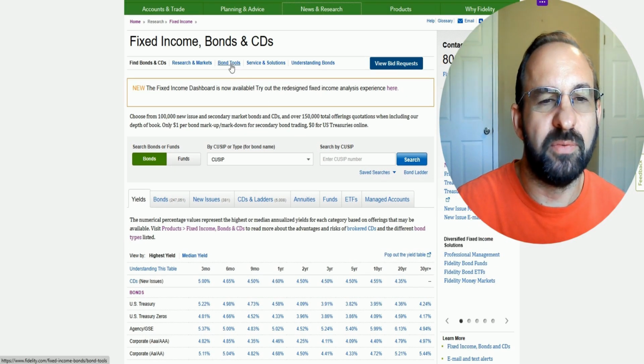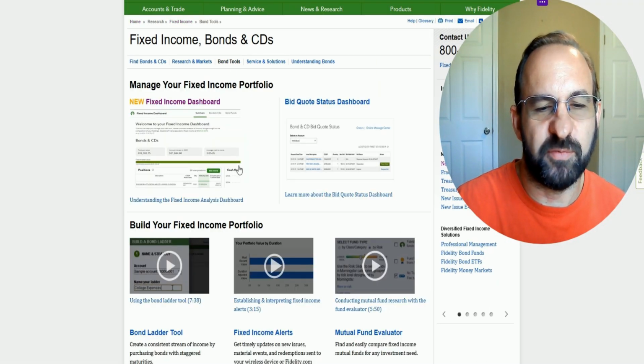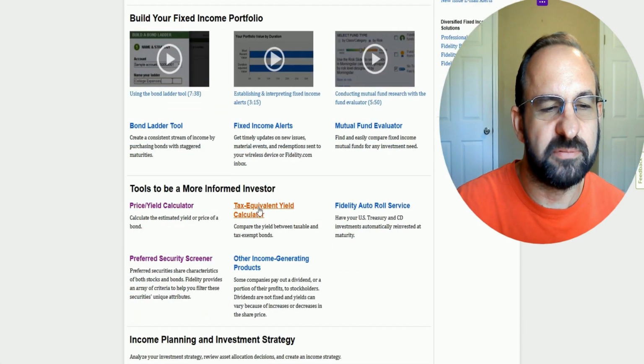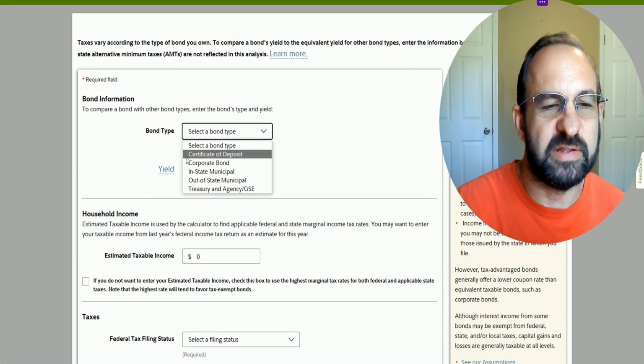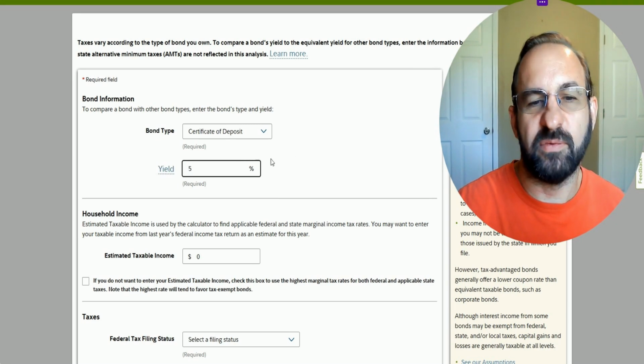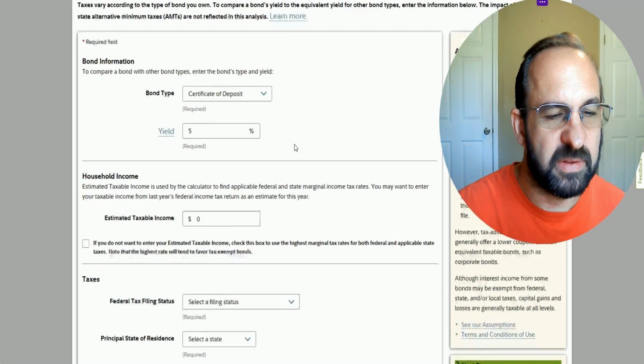Go up here to this tool. We got bond tools, and then there's information here to help you out. Then you go to the tax equivalent yield calculator, and we can hit CDs, certificates of deposit. Currently it's at 5% right now. It will change, I'm sure, over time.